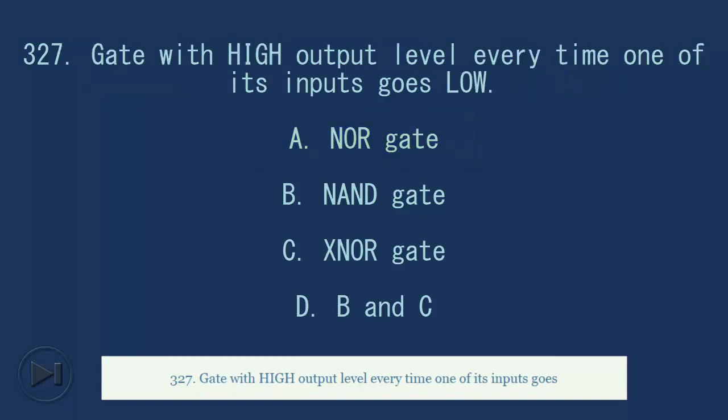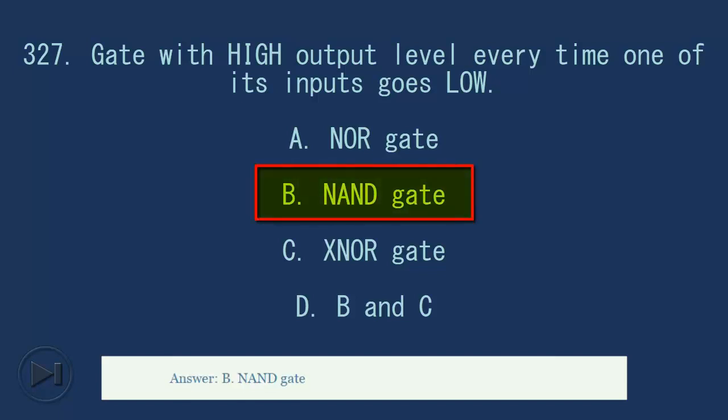327. Gate with high output level every time one of its inputs goes low. A. NOR gate. B. NAND gate. C. XNOR gate. D. B and C. Answer, B. NAND gate.